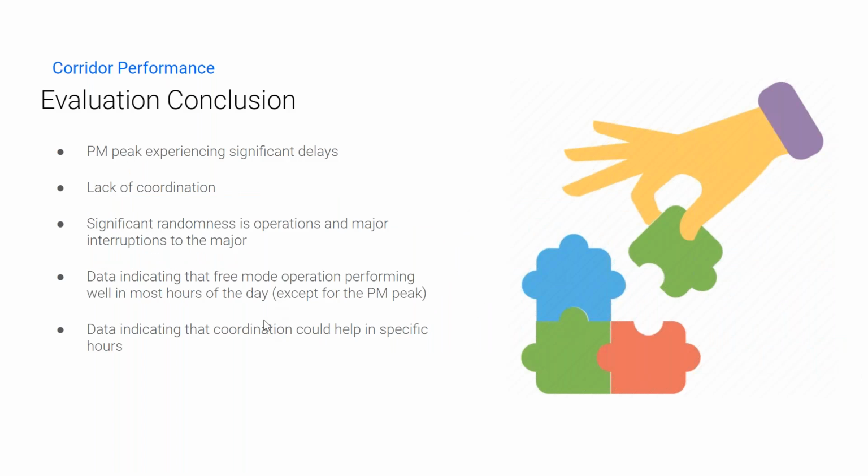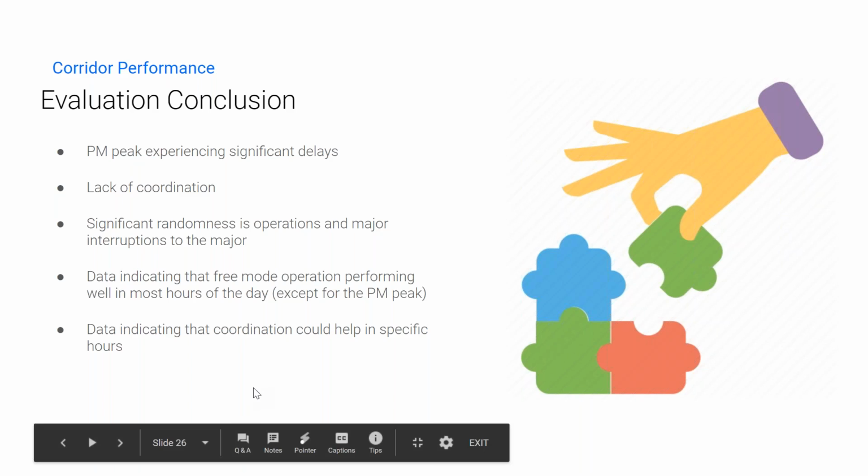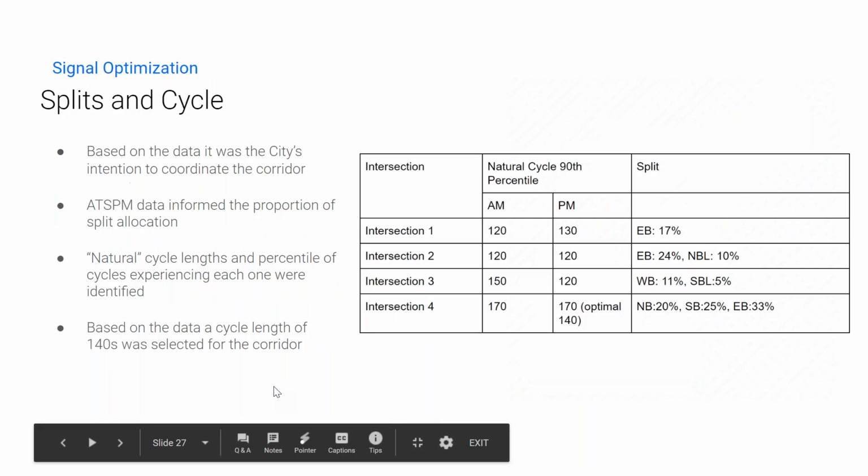So what do we know to this point? The PM peak is experiencing significant delays. There seems to be a lot of randomness in operation during that hour. The data is also indicating that during most of the hours throughout the day, except for that PM peak, the mode of operation is actually working quite well. We didn't see a significant spike in travel times during that time. So the timing plan makes sense for the rest of the day, but probably doesn't make sense for the PM peak. So the data could help coordinate. The city deemed it suitable, based on the indication that the data is showing, that coordination could be a good idea.